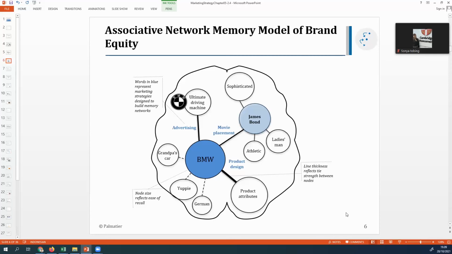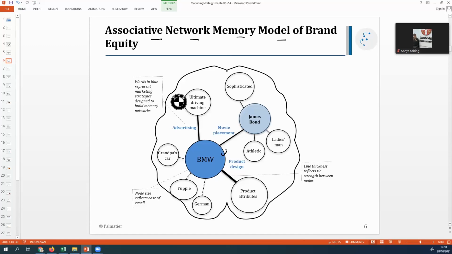So, what is the approach in seeing brand equity? There is a model that we usually use, called the associative network memory model. Let's say you mention five top cars in your mind: Toyota, BMW, Mercedes-Benz, and so on. Let's say BMW has the top of mind of the customer.